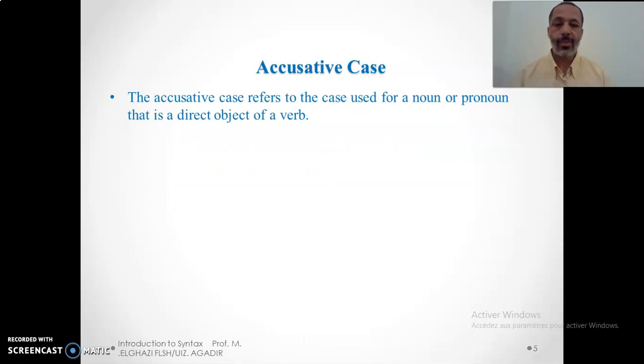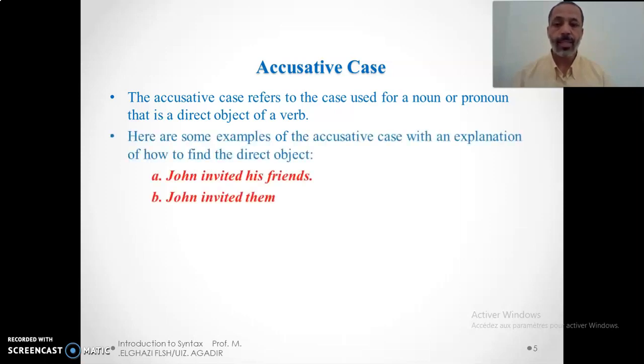The accusative case refers to the case used for a noun or a pronoun that is in a direct object position of a verb. So I repeat, it is assigned to a noun which functions as the direct object of a verb. Here are some examples of the accusative case with an explanation of how to find the direct object.